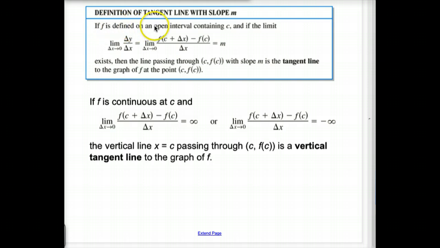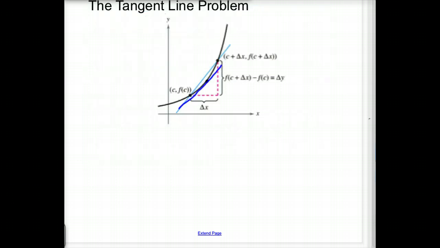If f is defined on an open interval containing c, so first of all the function has to be defined, which means there can't be any holes, jumps, oscillations, vertical tangents, in between two variables that contain c. The limit, we're going to call that this delta x, that's the change in the x value. We're going to try to find the limit as delta x approaches 0 of the change in y over the change in x. Now let's go back and check this out.